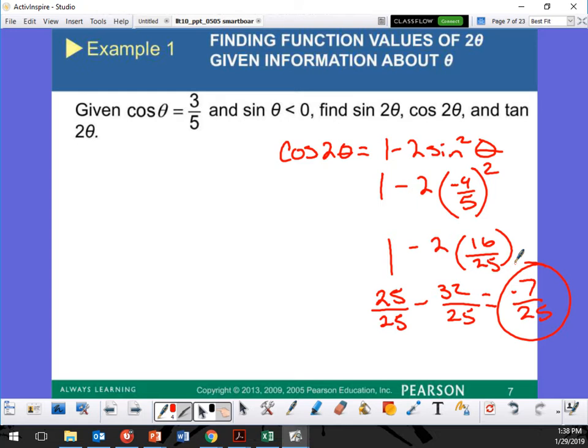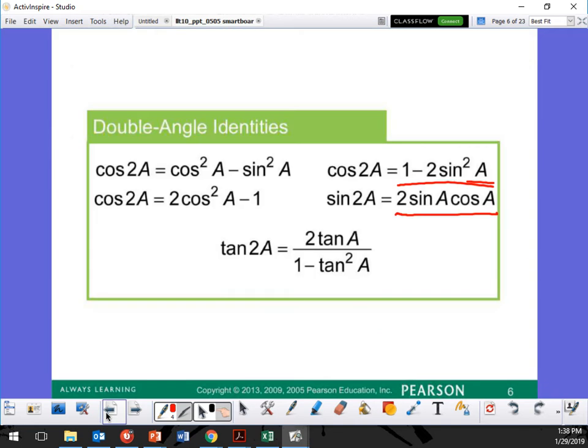All right, so the tan 2 theta. So I could use the formula for tan. So tan 2 theta is going to be 2 tan over 1 minus tan squared.